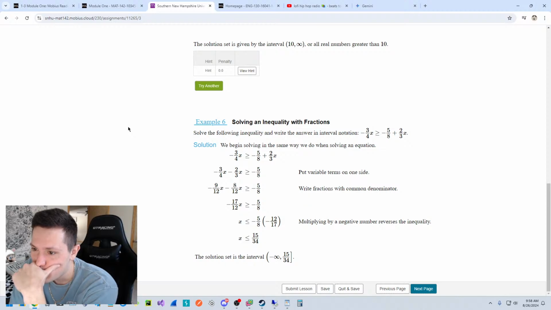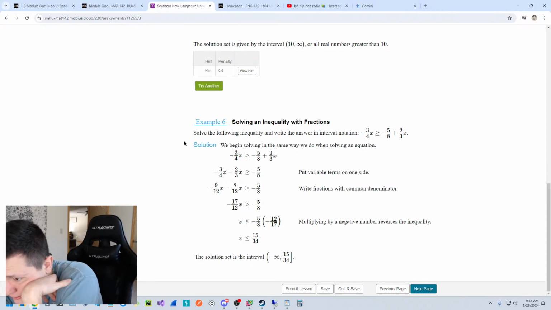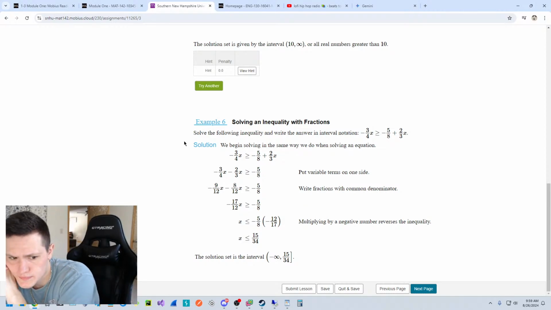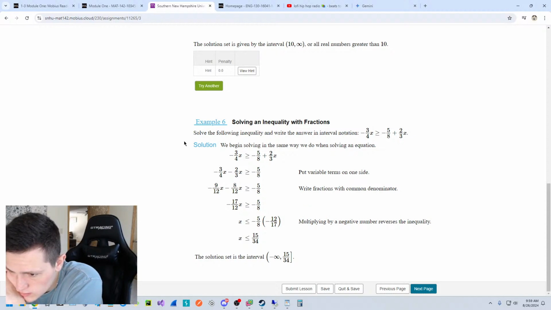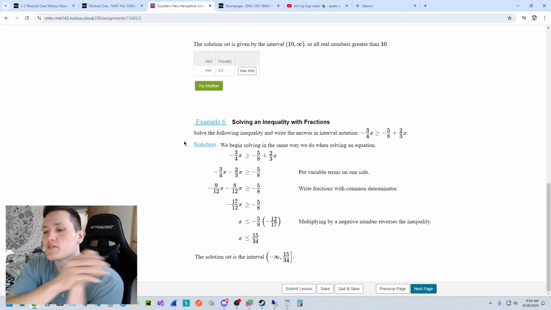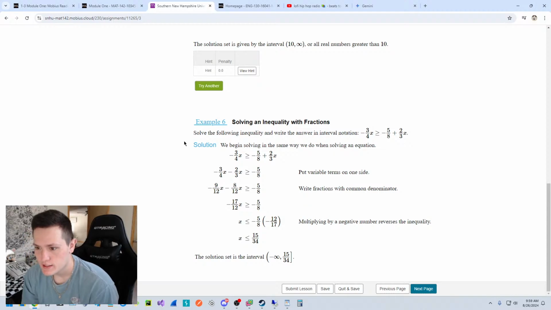Solving an inequality with fractions. Solve the following inequality and write the answer in interval notation. Alright, negative 3 over 4x is greater than or equal to negative 5x plus 2/3 x. True, you're right. We begin solving in the same way we do when solving an equation. So you're just moving the 2/3 over to the other side. That's kind of crazy. That would make sense though.